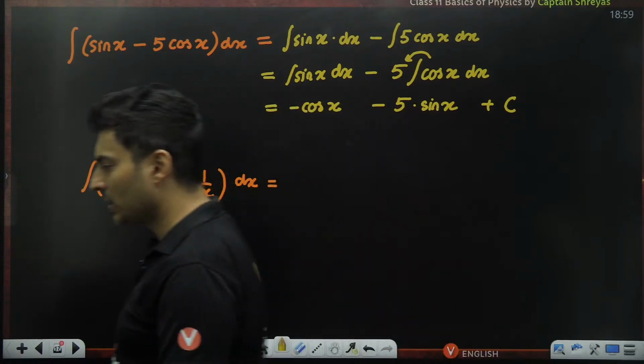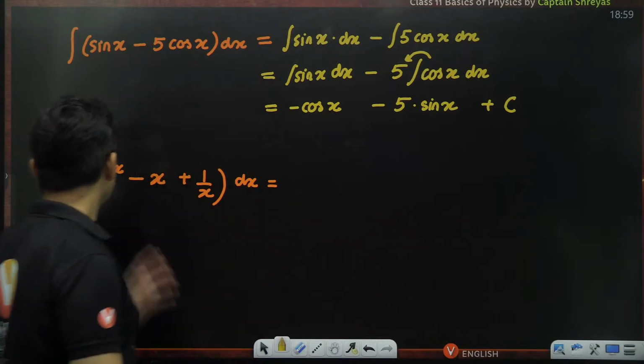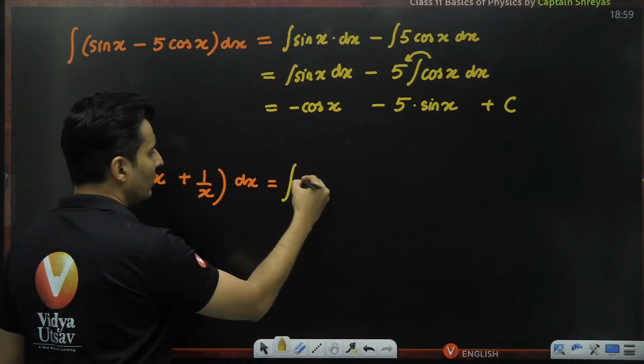No need to put multiple constants. So the answer is minus cos x minus 5 sin x plus c. Let's do this question. Here we need to integrate it separately.